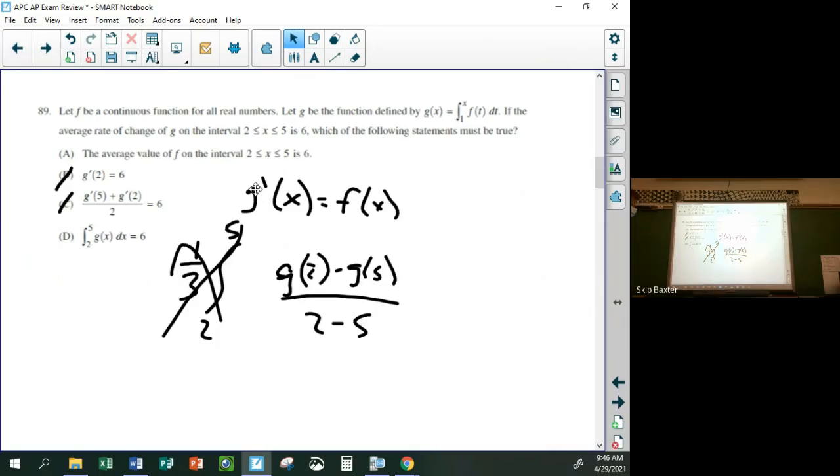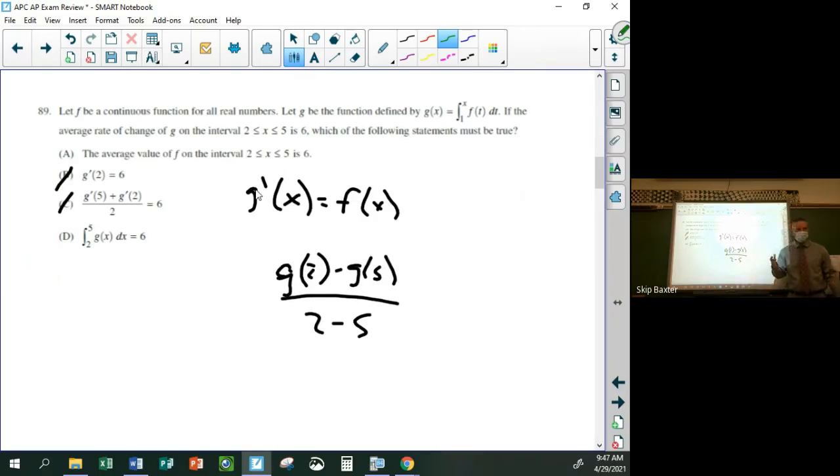Any arguments or clarification or disagreement or agreement? Anybody have anything to say about this? So you think it's A? Yeah. I agree. I think it's A. So let me just try and explain it a little bit here. All right.